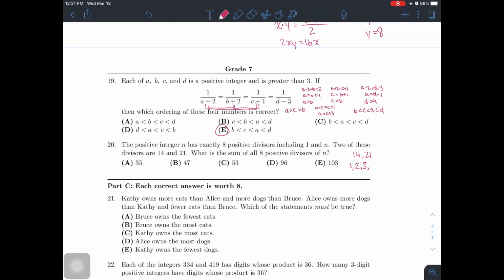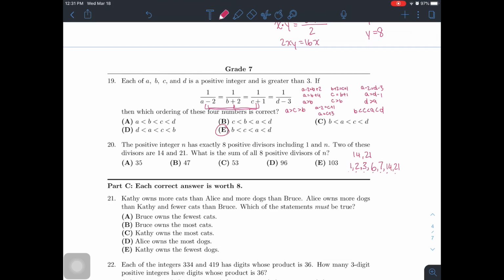And if a number is divisible by both 2 and 3, you know that it is also divisible by 6. And then we also know that it's divisible by 7, because 14 divided by 7 is 2, and 21 divided by 7 is 3, so 7. And then we also know 14 and 21. And if you look, we already have 1, 2, 3, 6, 7.